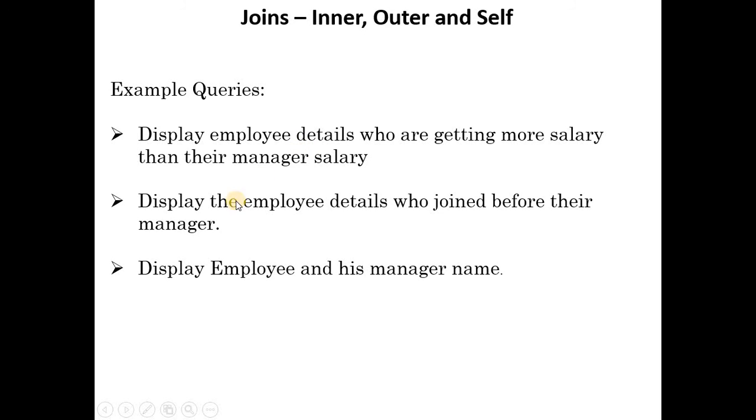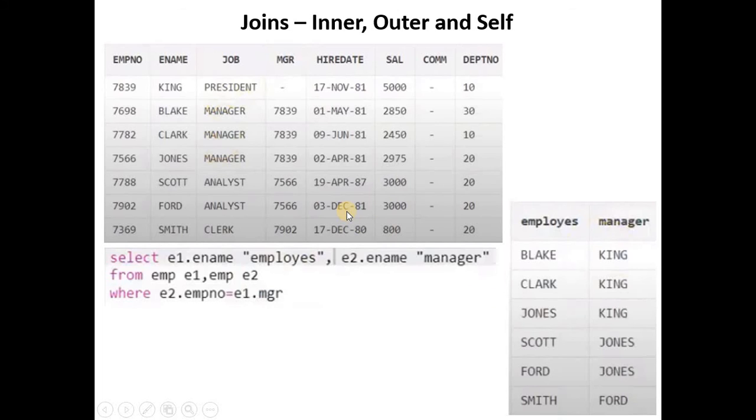the manager's salary. Similarly, display the employee details who joined before their manager. There will be a table wherein there will be employee IDs and their name, then the date of joining and the manager of the particular employee. Then you have to join with the same table to get the details of the employees who have joined before their manager's date of joining, right? Another instance would be display employee and his manager name, right? So we'll see an example, with that it will be more clear.